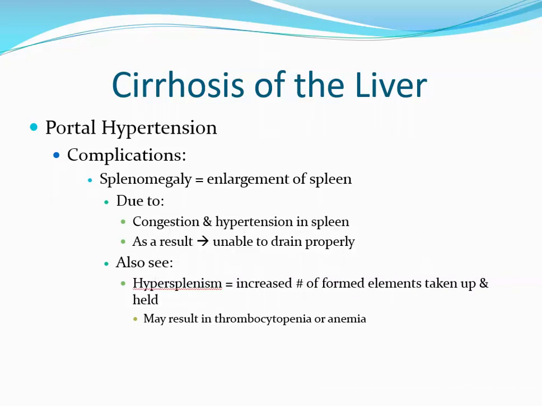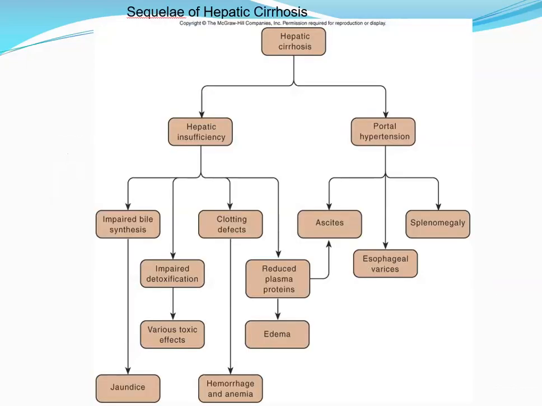Then another consequence of hypertension would be splenomegaly. This is enlargement of the spleen. This is due to the congestion and hypertension in the spleen and its inability to drain properly. With this, you will also see hypersplenism. This is where you will see an increased uptake of the formed elements being taken up and held by the spleen. This may then result in thrombocytopenia or anemia. So this is all showing the consequences of cirrhosis.